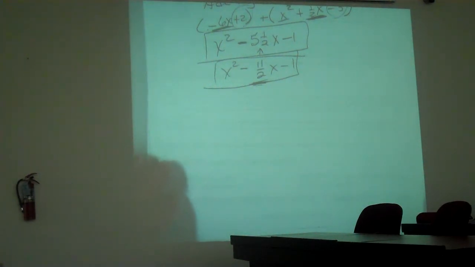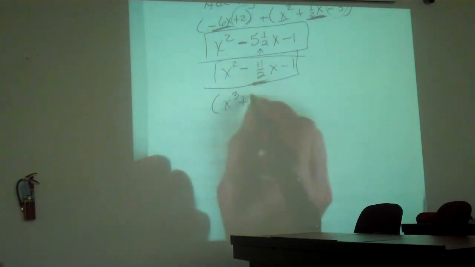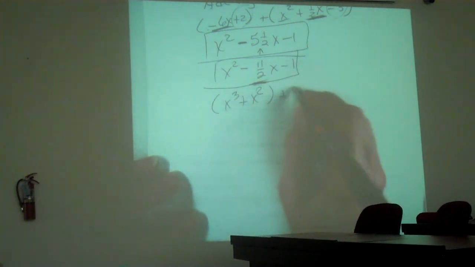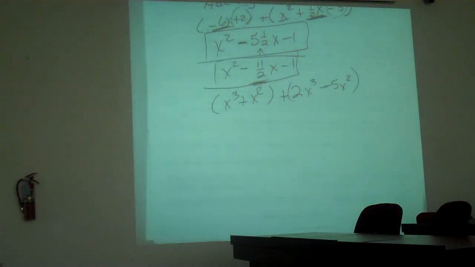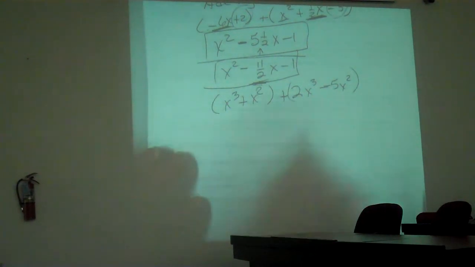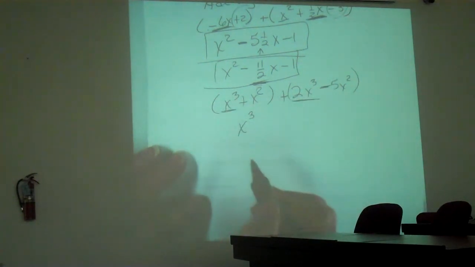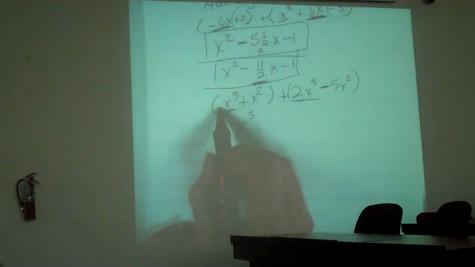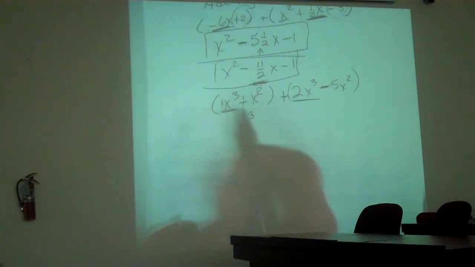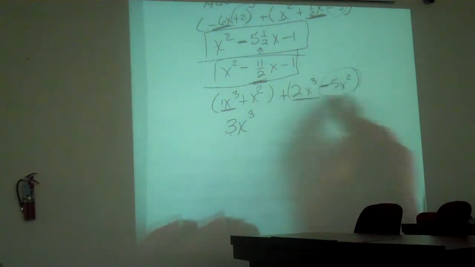Let's just do another one of these then. Let's do x to the third plus x squared plus 2x to the third power minus 5x squared. Parentheses you don't really need. Which one do you want to do first? X to the third power. To the third. So what's your coefficient? That would be the number in front. 2 plus 1 is 3. Coefficient's 3.